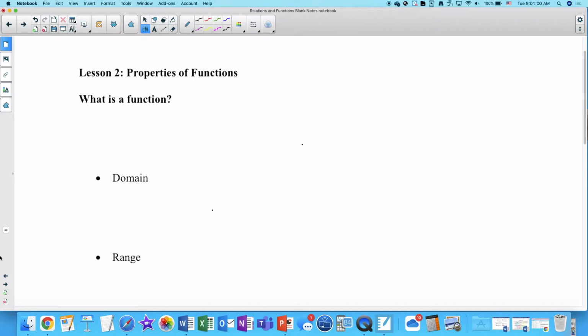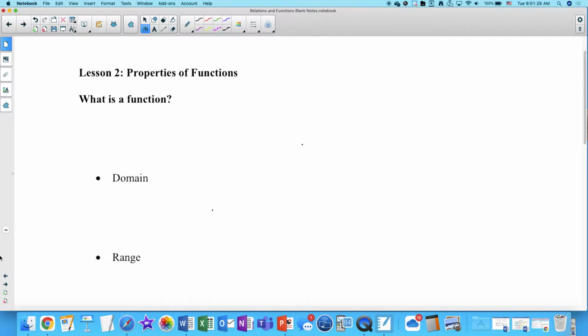Okay. Today we're going to talk about functions, and functions are a very specific type of relation. Some relations are functions, but not all functions are relations. They have a very specific set of criteria. So the first thing I want to do is talk about what a function is.